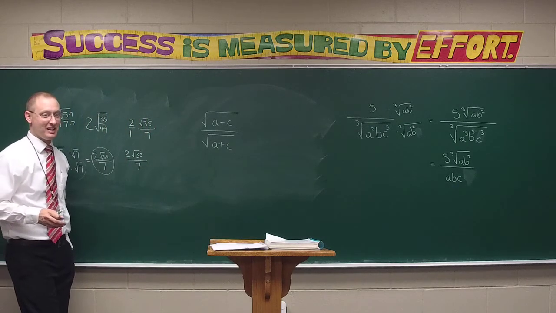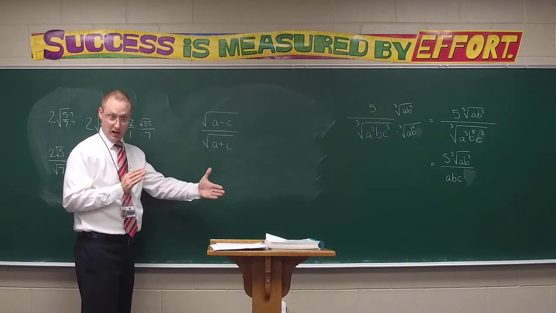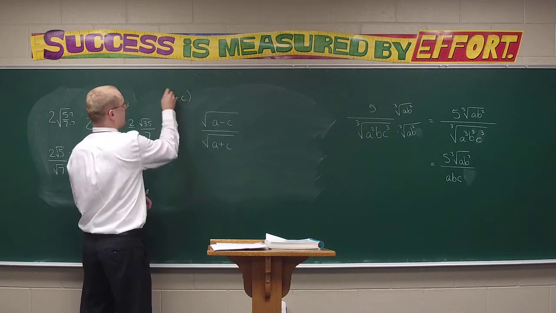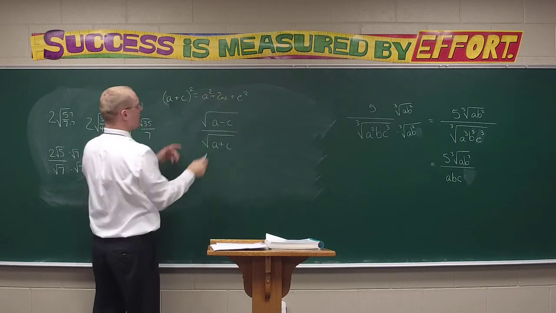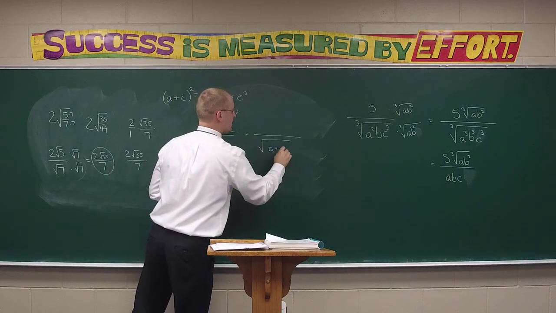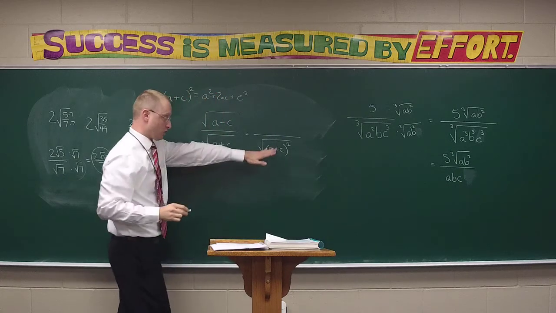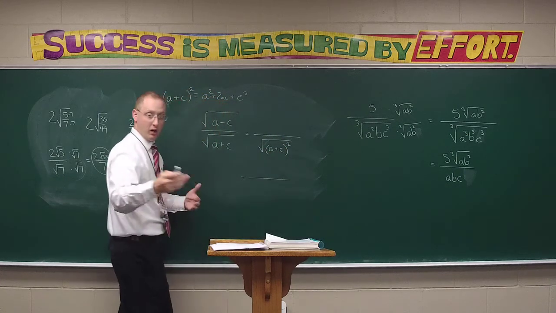A plus c squared, which is not the same as a squared plus c squared, right? Because when you square a binomial, you get square the first, square the last, multiply and double. So, no, but if I could get down here the square root of a plus c quantity squared, then I could take the square root and I just get a denominator of a plus c.